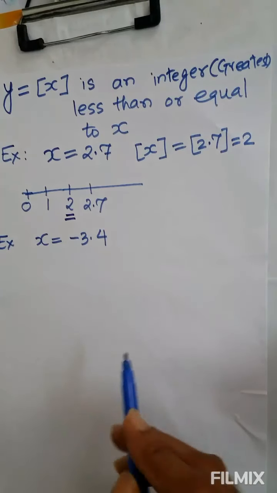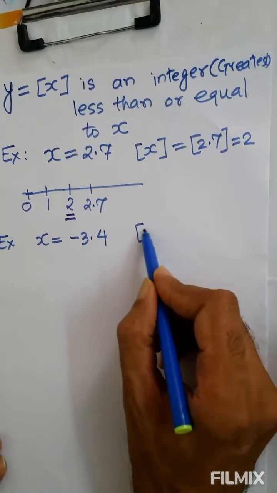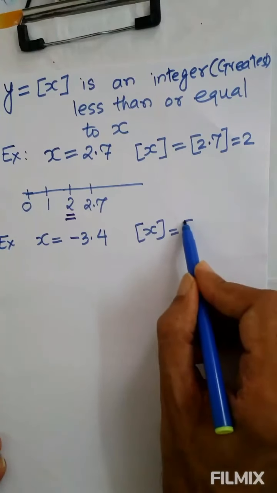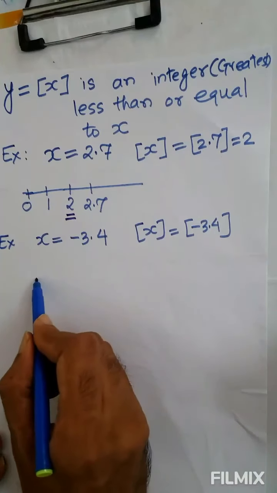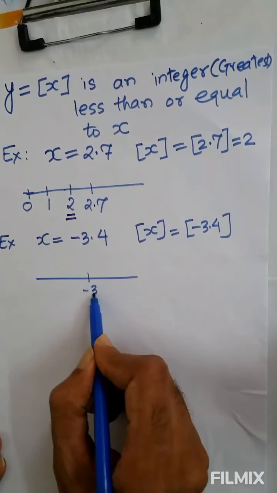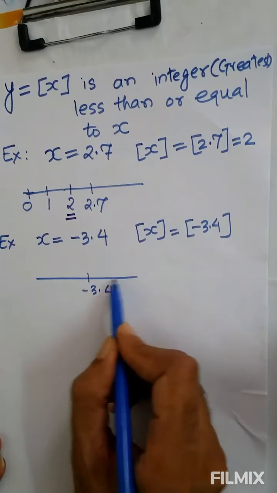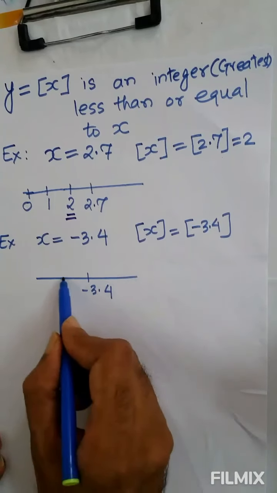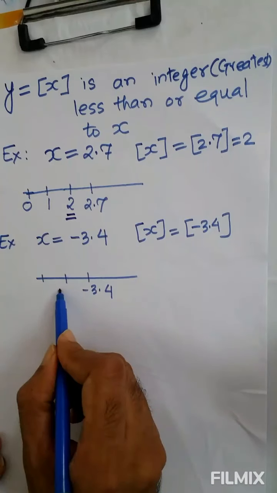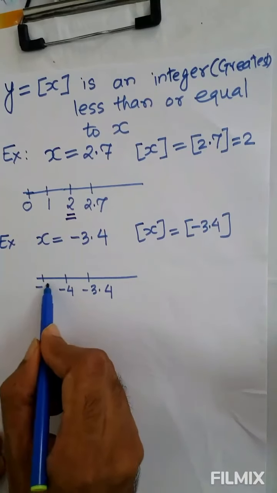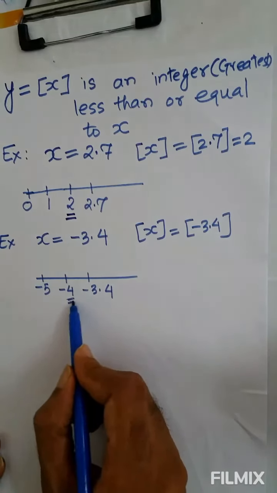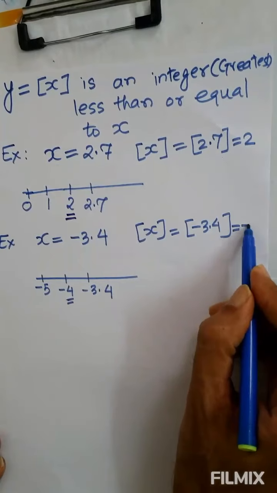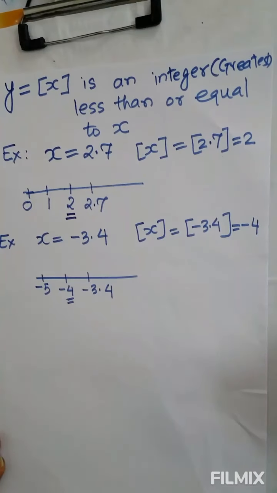If x equals, let's say, minus 3.4, then what is the greatest integral value of x? That is the greatest integral of minus 3.4. If I plot it, the greatest integer on the left hand side of minus 3.4 is minus 4. So the answer is: the greatest integral of minus 3.4 is minus 4.